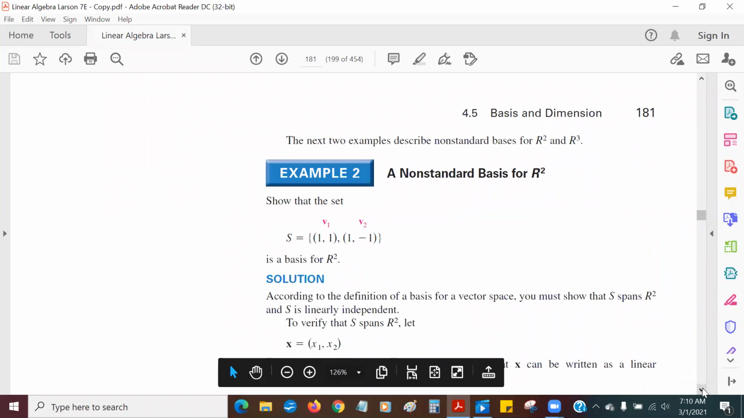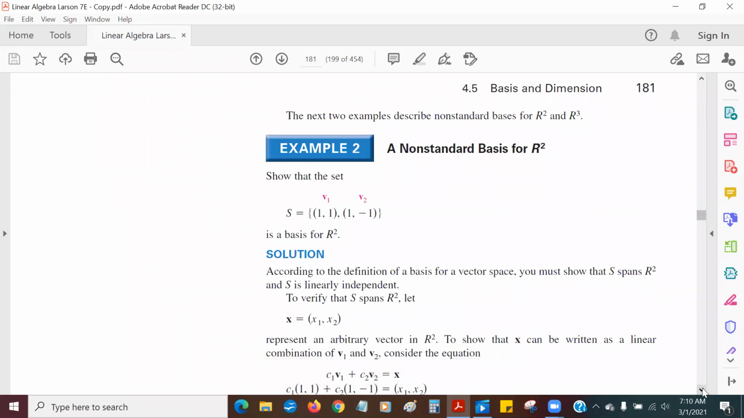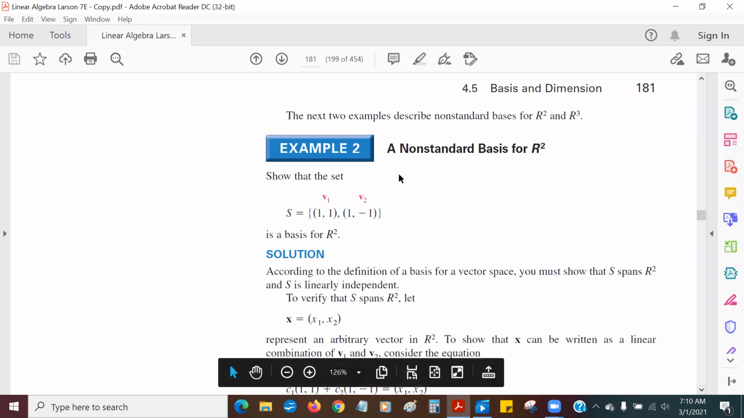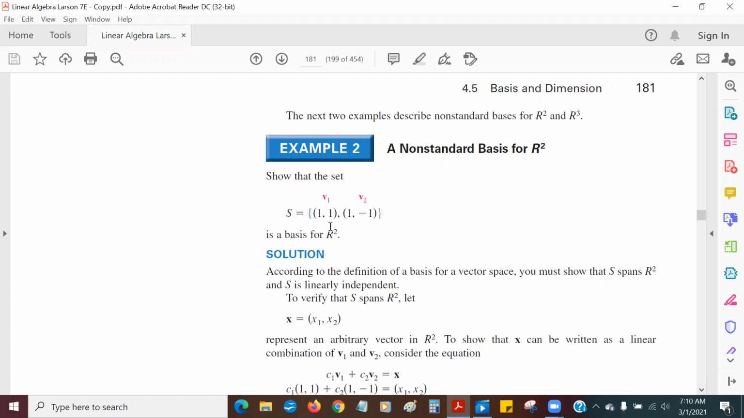Now, a basis doesn't have to be the standard basis. In fact, the word standard basis implies that there are non-standard bases. So let's look for one. Here is an example of a non-standard basis for R2. We have the set (1, 1) and the set (1, -1).